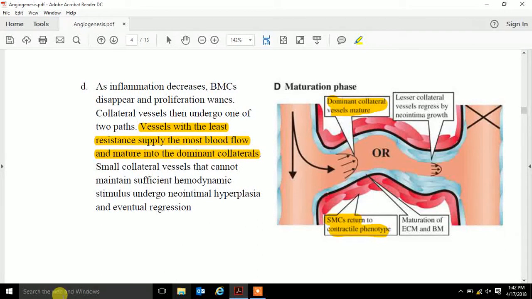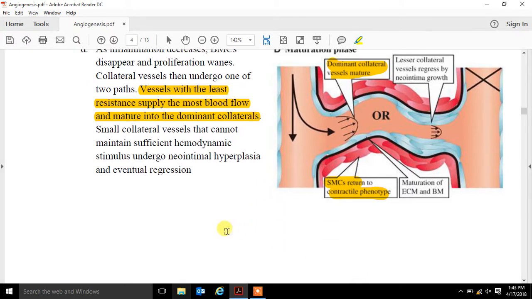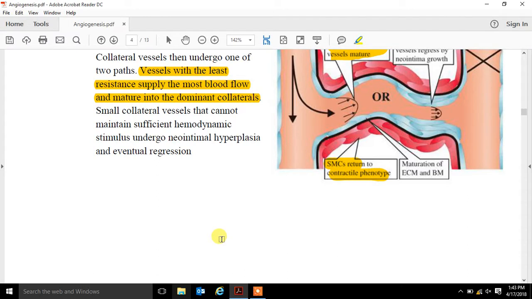If there's really not much adaptation, not much increase in vessel diameter, it will eventually go back to its normal state, where it's very small with not much flow. So that is the key steps with arteriogenesis. It's the enlargement of an already existing vessel.